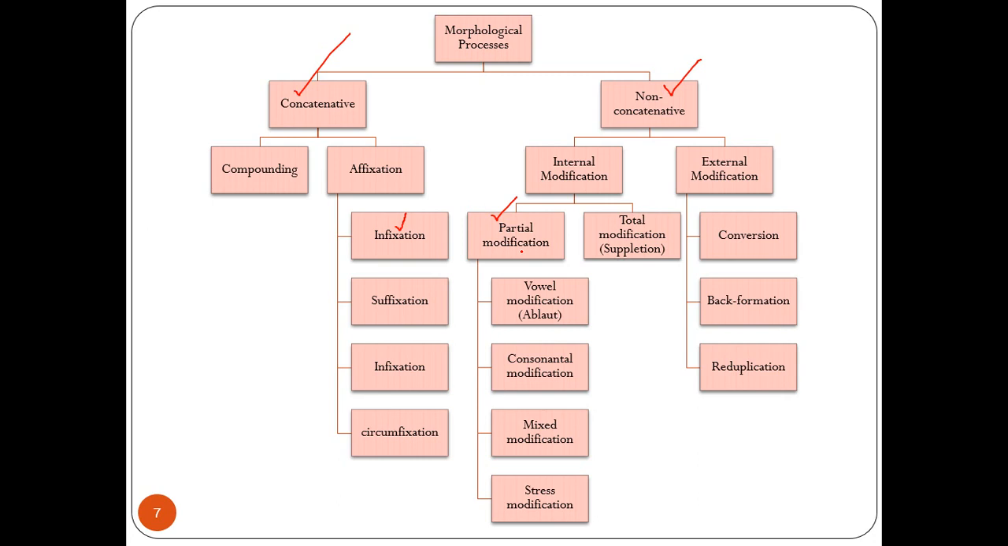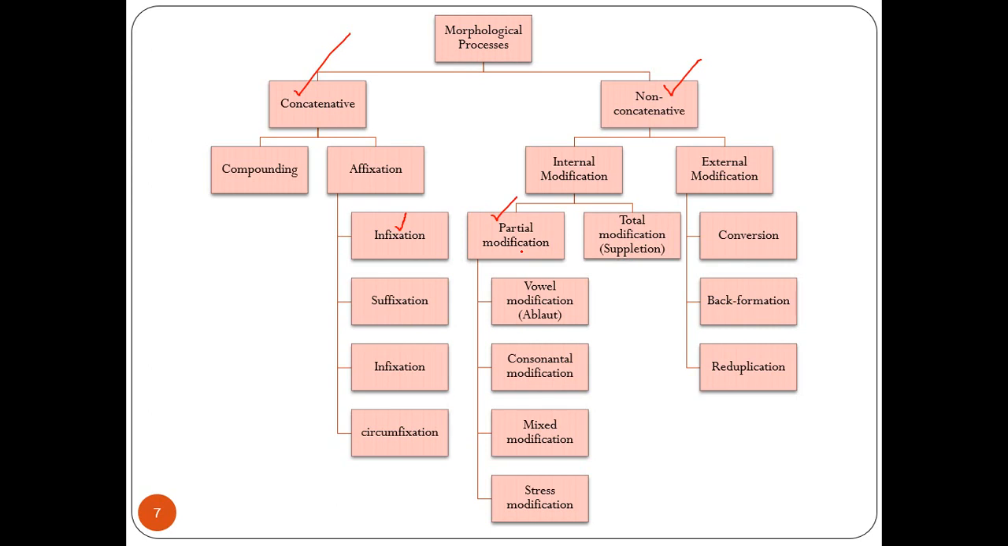So in partial modification, we could have a vowel which could be changed. This is one possibility. Secondly, we could also have a consonant which could be changed. Thirdly, we could have a mixture of vowel and consonant, both of them. And the fourth one in partial modification would be the stress modification. Only the stress will change the class of a certain word. Like for example, the case of object and object. So it's just the stress. The stress shifts from the first syllable to the second syllable.